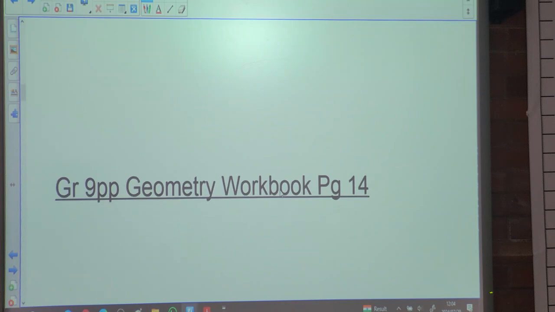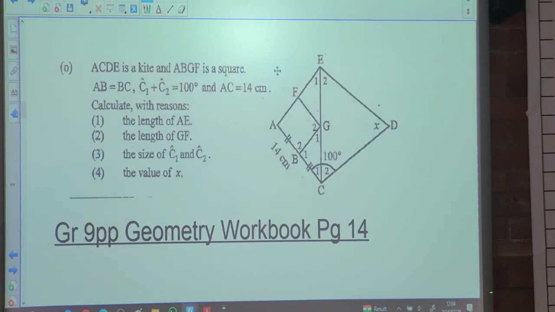Next, we're still on page 14. 15. Right, let's go to 15.